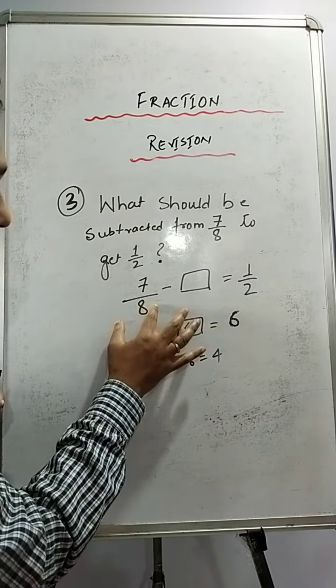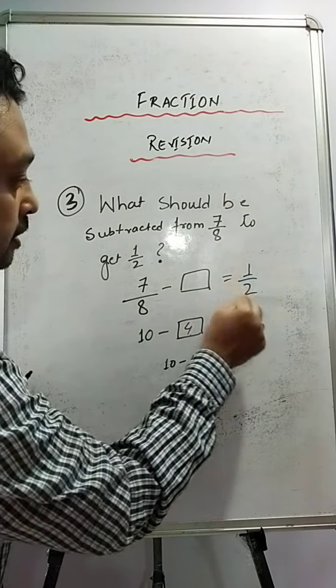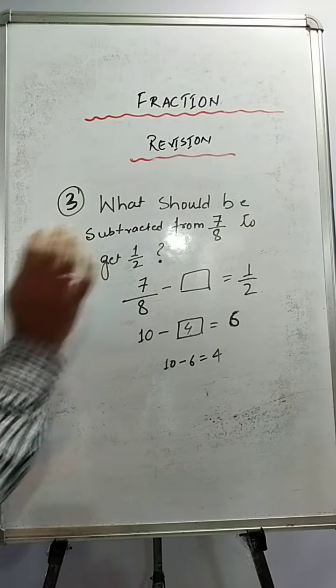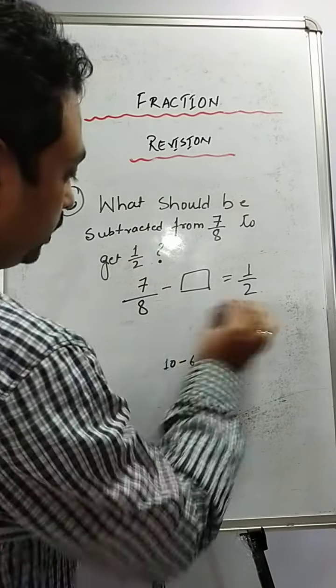The same thing we'll do here. That means this minus this, we have to do, and we will get the required number. So let's do it.